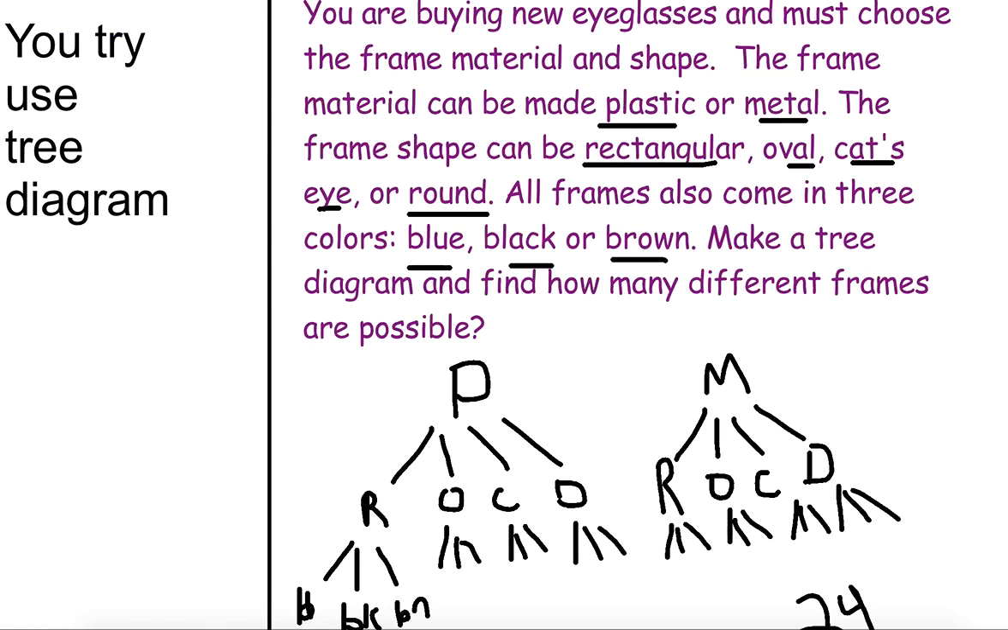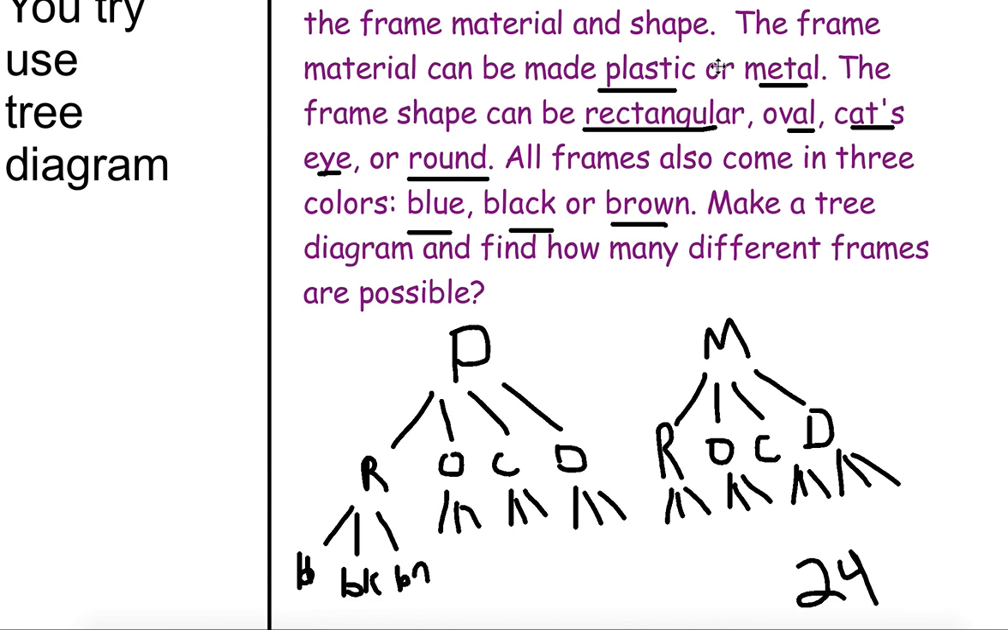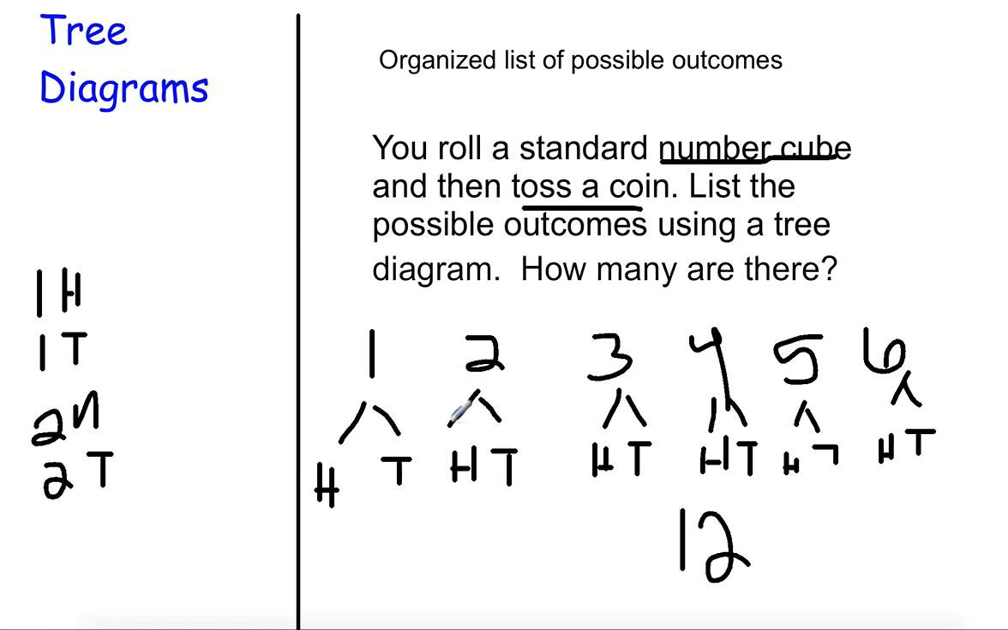So if you go back here for a minute, for instance, in this case, there were 2 possible outcomes. I'm going to do it in red. There were 2 outcomes for plastic and metal, 4 outcomes for the shape, and 3 outcomes for the color. 2 times 4 times 3 is 24. And this will always work. I can go back to the one before. I had 6 outcomes for my first choice and 2 outcomes for my second choice. 6 times 2 is 12.